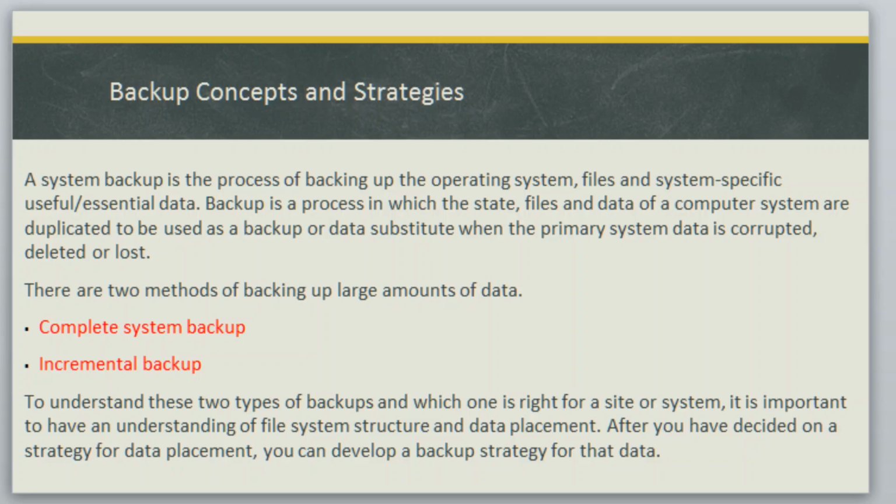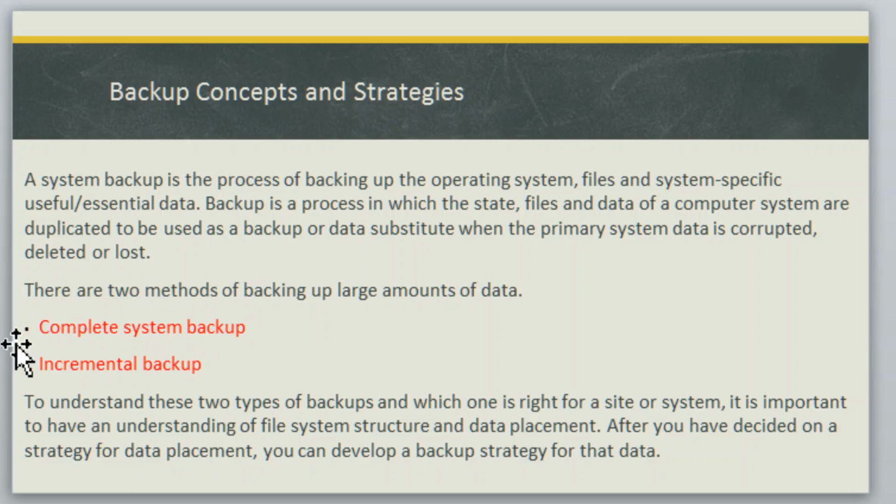To understand these two types of backups and which one is right for a system or site, it is important to have an understanding of file system structure and data placement. After you've decided on a strategy for data placement, you can develop a backup strategy for the data. In the first method, we're backing up the whole system at one time. We tell it to back up and let it go, and this takes a really long time. If you're backing up an entire system, that is a lot of data to back up at one time.